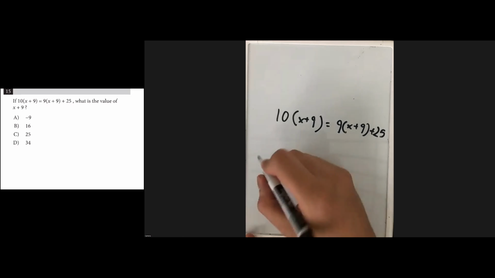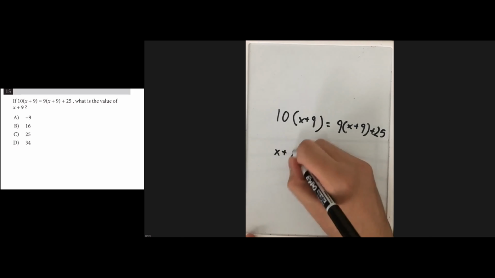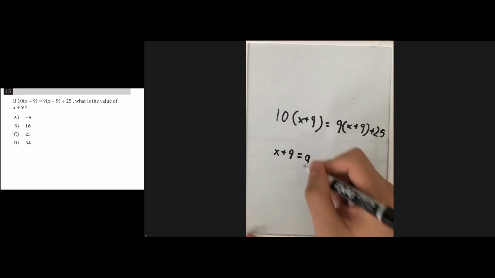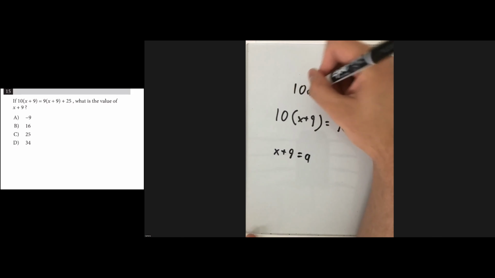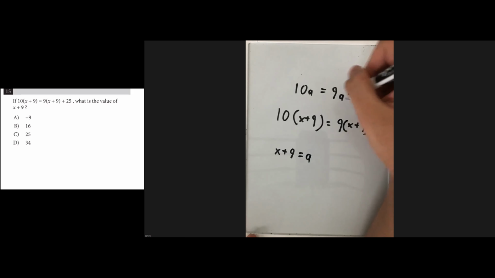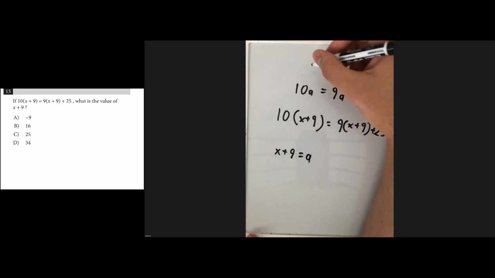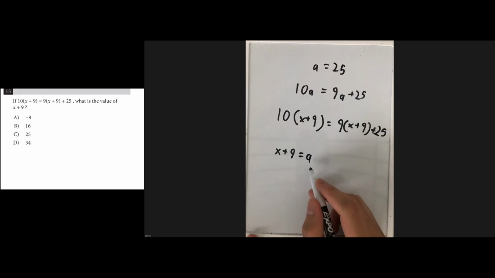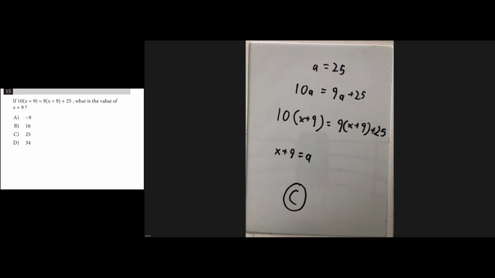Well, what you can do is you can just set x plus 9 equals a, and then just substitute in a. So we have 10a equals 9a plus 25. If you subtract 9a from both sides, you get a equals 25. And so if you plug back in, you get x plus 9 equals 25. And so the answer choice, it says, what is the value of x plus 9? It would be 25, which is answer choice C. So you don't actually have to multiply out all the x plus 9s. You can substitute.